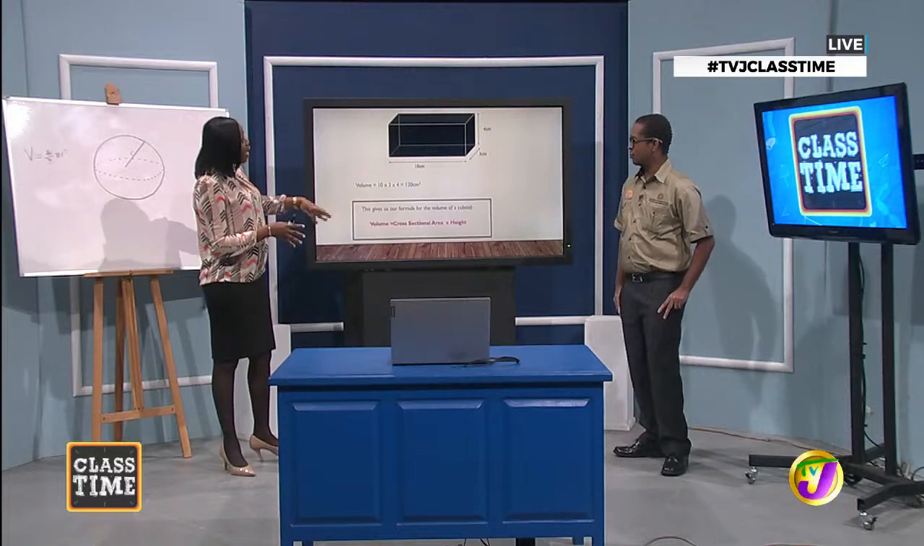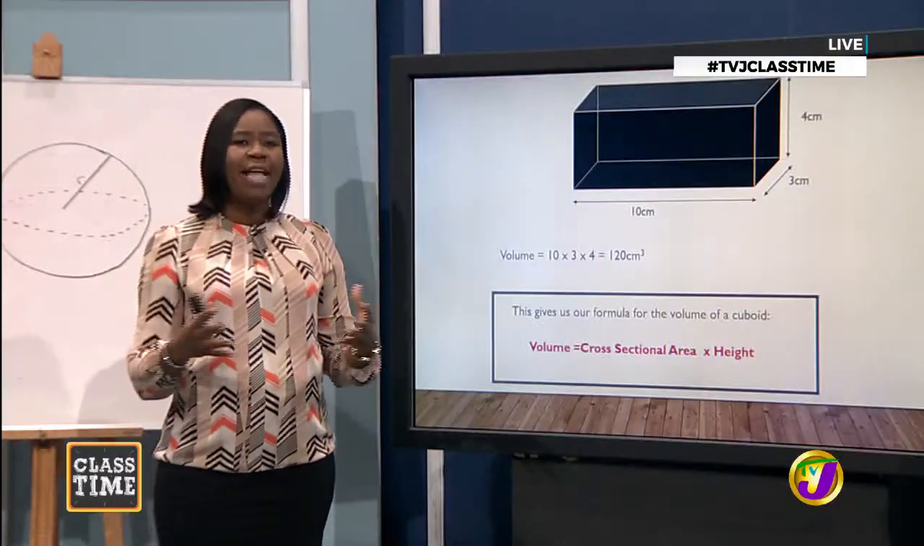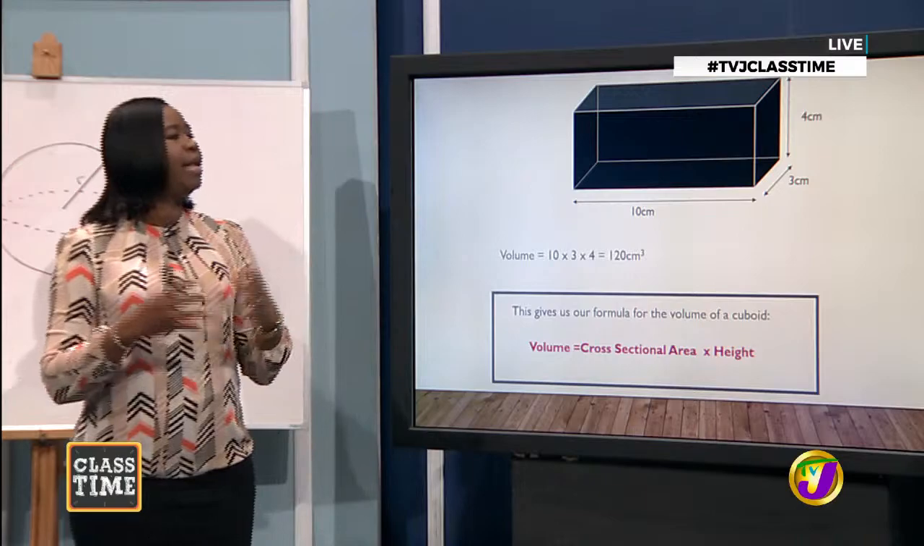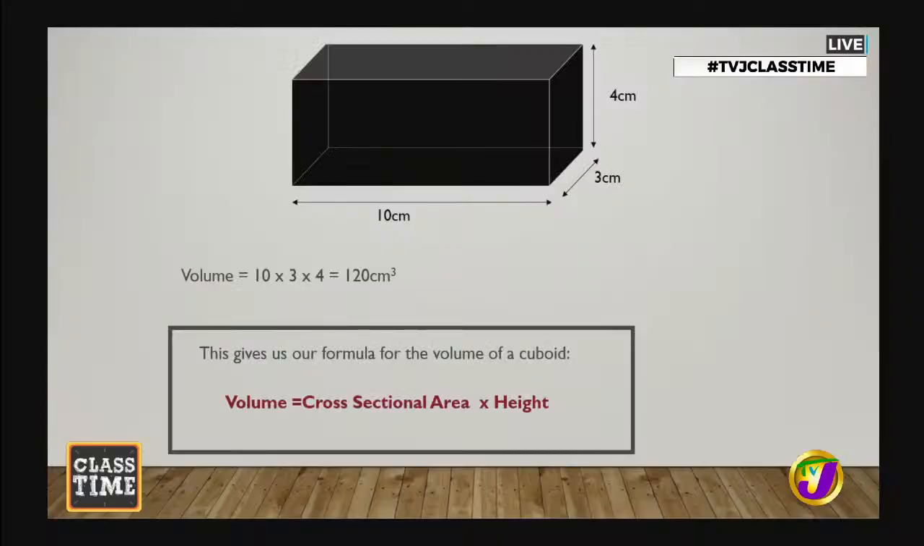Now, from what we have done, we can formulate a general formula for calculating volume. And that would be the cross-sectional area times the height, because that's what we did just now to calculate the volume of the cuboid. For the cuboid, yes. So let's see which other types of shape we can actually use this general formula for.